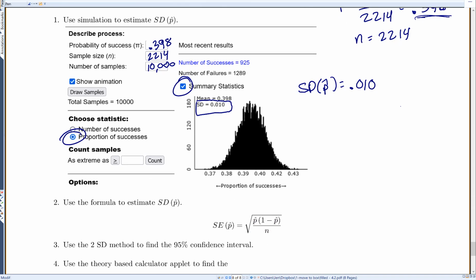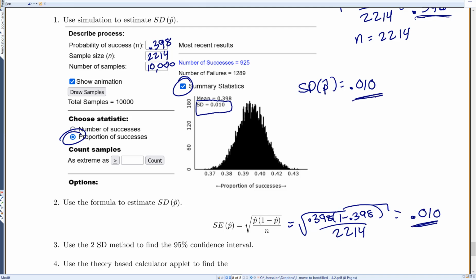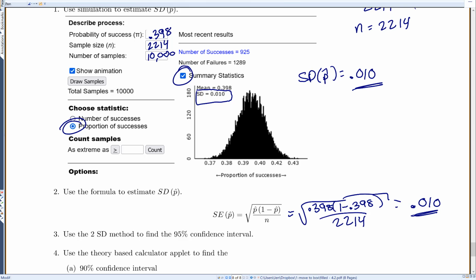Now let's use the formula instead to estimate it. We'll do my sample proportion, 0.398, times 1 minus 0.398, divided by the sample size of 2,214, and take the square root of it. I get 0.010. Notice it doesn't matter whether you do it by hand or read it off of the simulation. There's your standard deviation of the possible sample proportions.